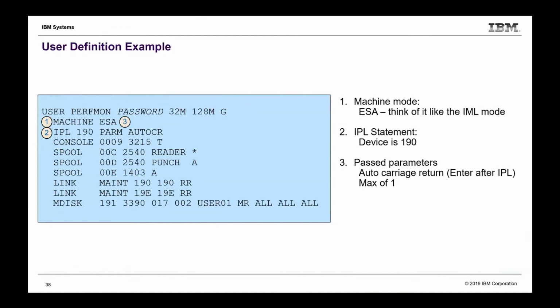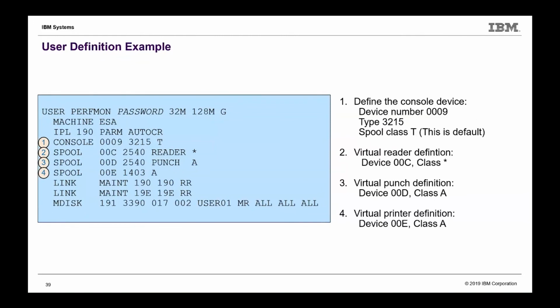Now, it's going to be defined with a machine mode of ESA. So think of that as on some of our machines, you could IML them in different modes. Not too common anymore, but think of it from that perspective. So over the years, 370, 390, XA, ESA align to that architecture. And then the IPL statement, when the virtual machine logs on, I want it to IPL or boot device 190, and I'm passing a parameter into that which says do an auto carriage return. So essentially hitting an enter after IPL to keep things moving, right?